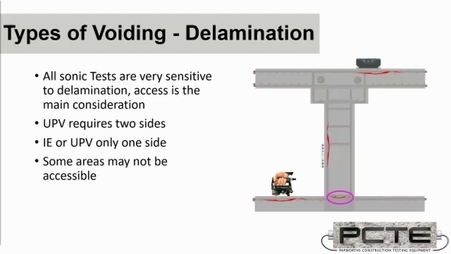Now, the access is still important. You still need to be able to put the sensor on top of the delamination. So in a region like this, you might not be able to test for delamination at areas like that.